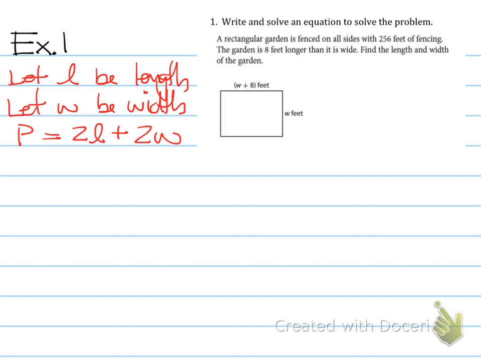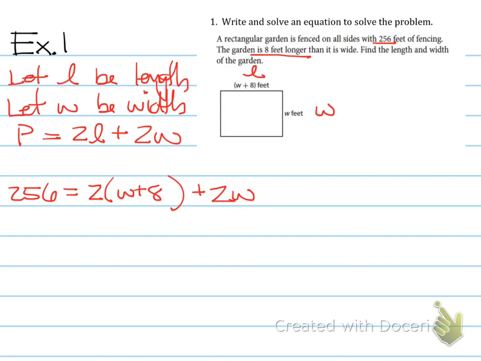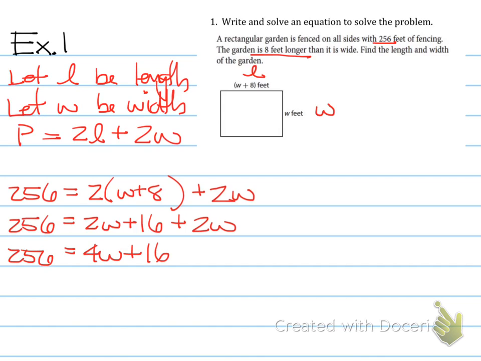And again, the perimeter of a rectangle is 2 times the length plus 2 times the width. We actually have the expressions for the length and the width already in the figure. So we replace P with the perimeter, 256. The length is W plus 8, so we replace the L with that, and the width is just W. All right, so we distribute that 2 into everything in the parentheses. We get 2W plus 16. Then we combine the like terms. 2W plus 2W is 4W.